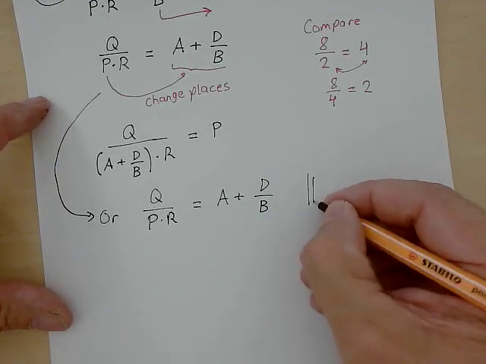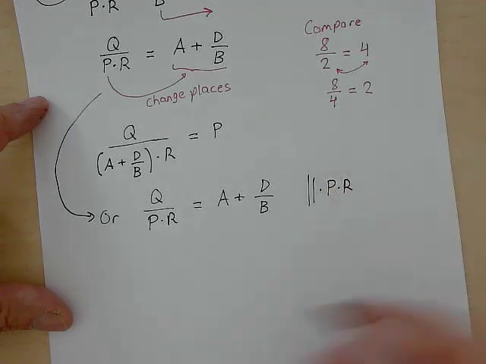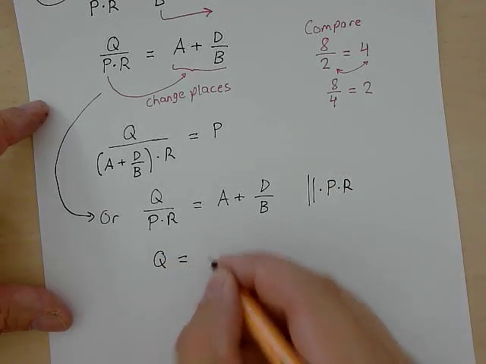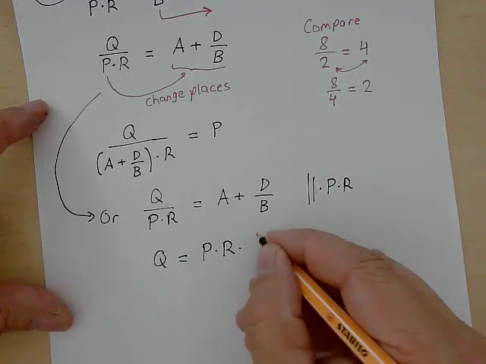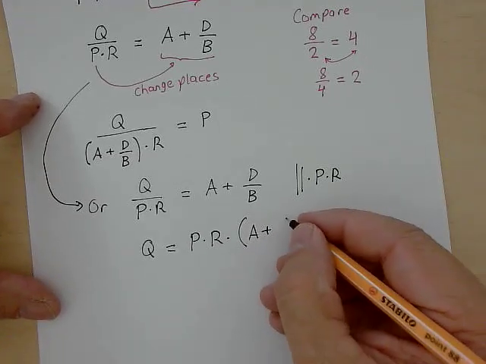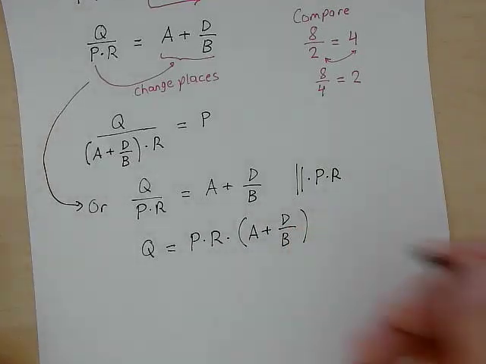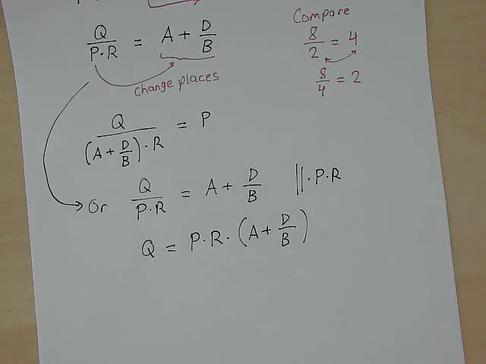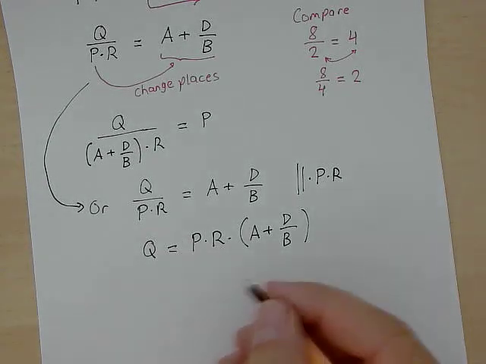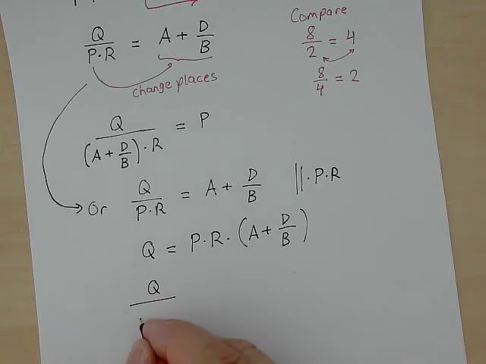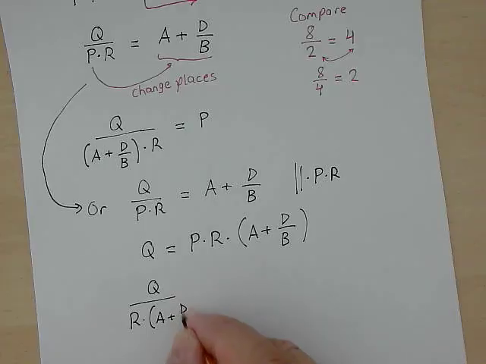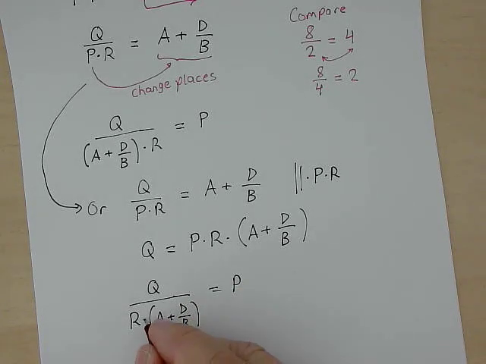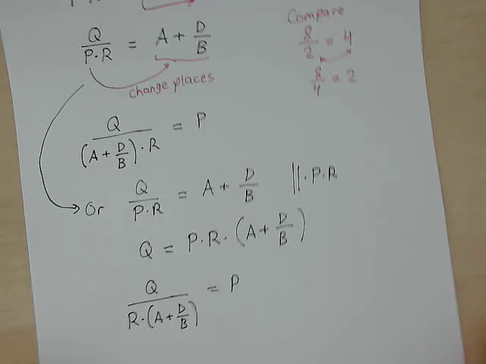So we will multiply by PR. So there will be Q equals P times R times (A plus D) divided by B. Yes, and then division. And we will get the same result. Well, not the same in the same order, because I wrote it differently, but the same result. There are many ways to solve this problem.